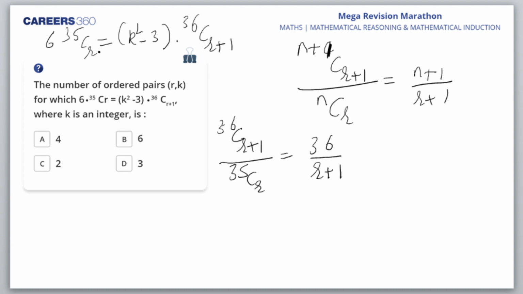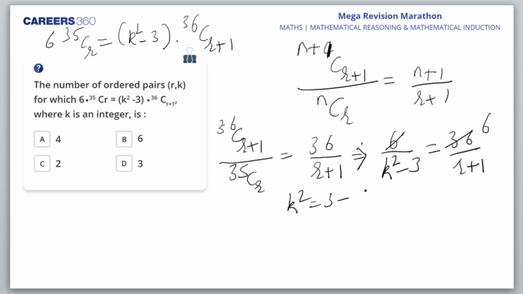So I'll write here, what? 6 upon K square minus 3. That's what I'll get. And here I'll have 36 upon R plus 1. Am I right or wrong? Tell me. Yes? This is the second question, Ashok Shikhar. So what do I get? I get 6 and 6 would cancel. I know. So I take the reciprocal. So I get K square is equal to 3 plus (R plus 1) upon 6. Am I right, students? This is what I'll get.